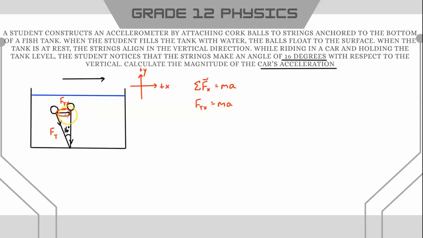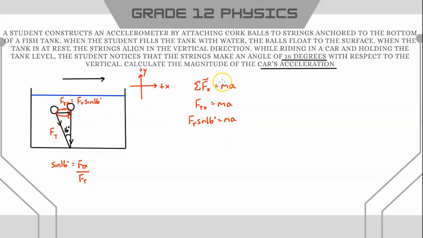Now, since this is a right angle triangle here, I can solve for Ftx by saying Ftx is equal to Ft times the sine of 16 degrees. So where did that come from? Well, right angle triangle, so we use SOHCAHTOA, so the sine of 16 is equal to opposite, so Ftx, over hypotenuse, which is Ft. And then we'll multiply both sides by Ft, and we get this expression here. So I can replace Ftx with just Ft times the sine of 16 degrees, which equals mass times acceleration.